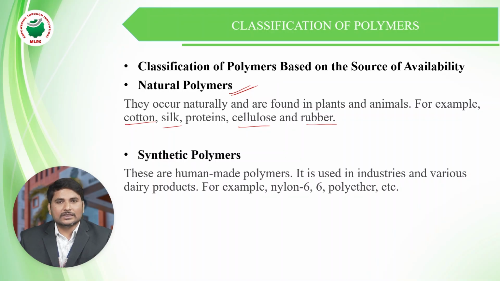The second one is synthetic polymers, also called man-made polymers. Human beings prepare these kinds of polymers to survive in their life, so synthetic polymers are also called man-made polymers. For example, nylon 6 and nylon 6,6, polyethylene, and polypropylene. These are some of the synthetic polymers we see.